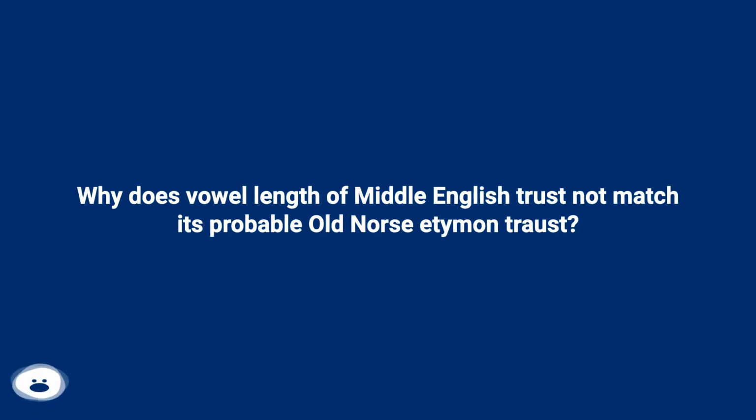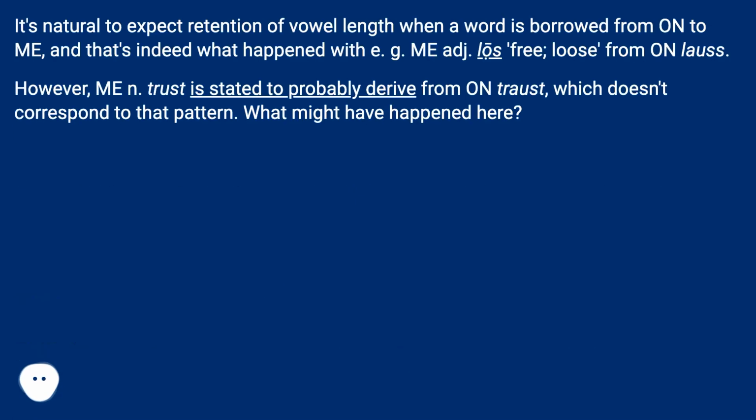Why does the vowel length of Middle English traust not match the probable Old Norse etymon traust? It's natural to expect retention of vowel length when a word is borrowed from ON to ME, and that's indeed what happened with, e.g., ME adjective lows, free, lose, from ON lauss. However, ME traust is stated to probably derive from ON traust, which doesn't correspond to that pattern. What might have happened here?